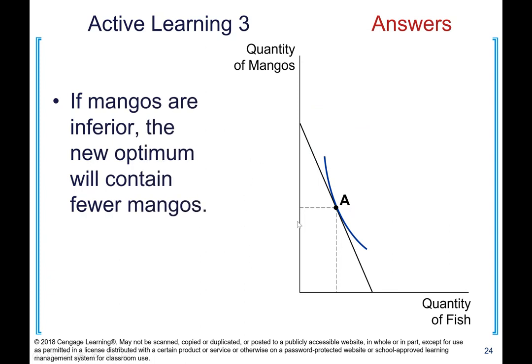This is the graph, and we start from consumer equilibrium at point A. If mangoes are inferior, the new optimum will contain fewer mangoes. So if income goes up, let's see the new equilibrium. The new equilibrium is at B. B is still preferred to A. But what has happened is that you can see that now you are consuming fewer mangoes, but more fish. An increase in income will lead to consumption of more normal goods, but less inferior goods.